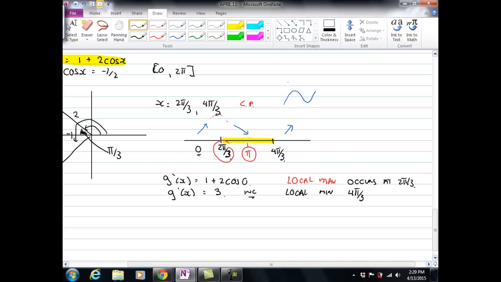Is that the right graph? It's almost accurate. Not yet. See, I didn't need to use point testing. I just used calculus to solve this question.